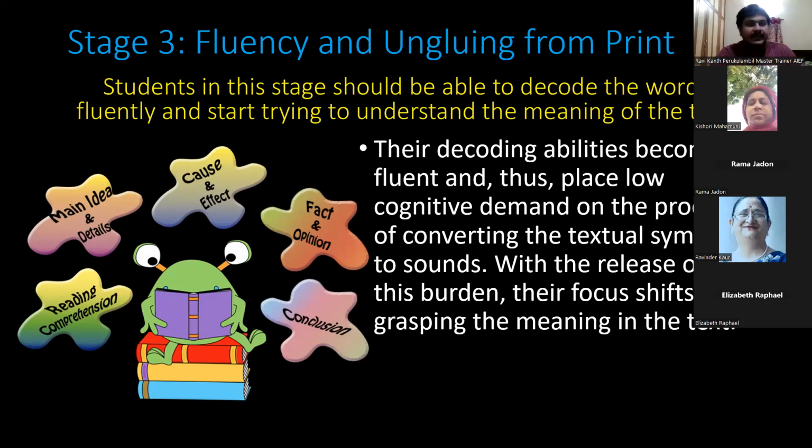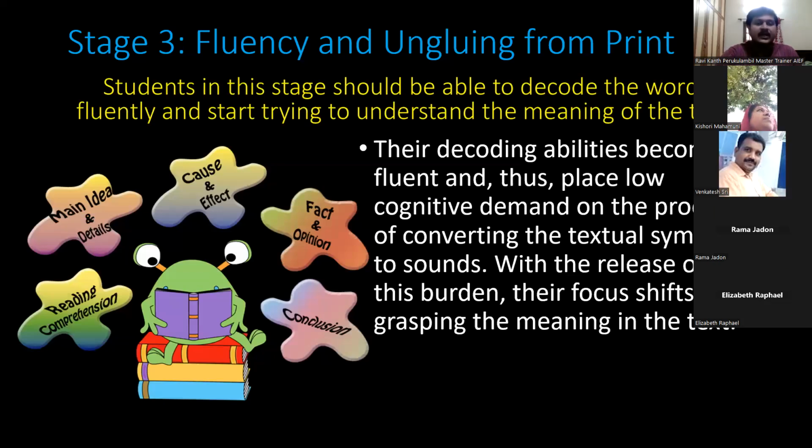Easily, just looking at the word, they can recognize the sound and they can read out the word. With the release of this burden, their focus shifts to grasping the meaning in the text. Slowly children start moving their concentration towards grasping the meaning of the text. In the second stage, establishing connection between the sound and the letter. In the third stage, they are becoming fluent with what they have learned and they are moving to the further stage, which is grasping the meaning.